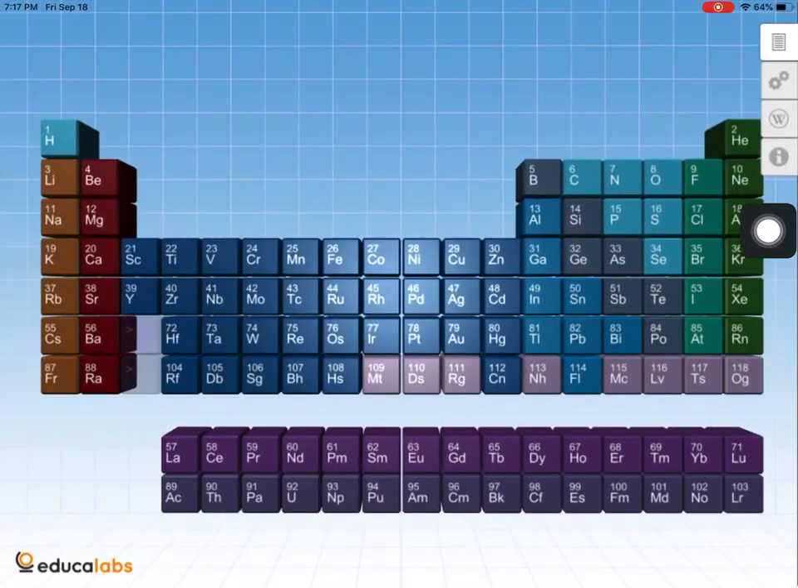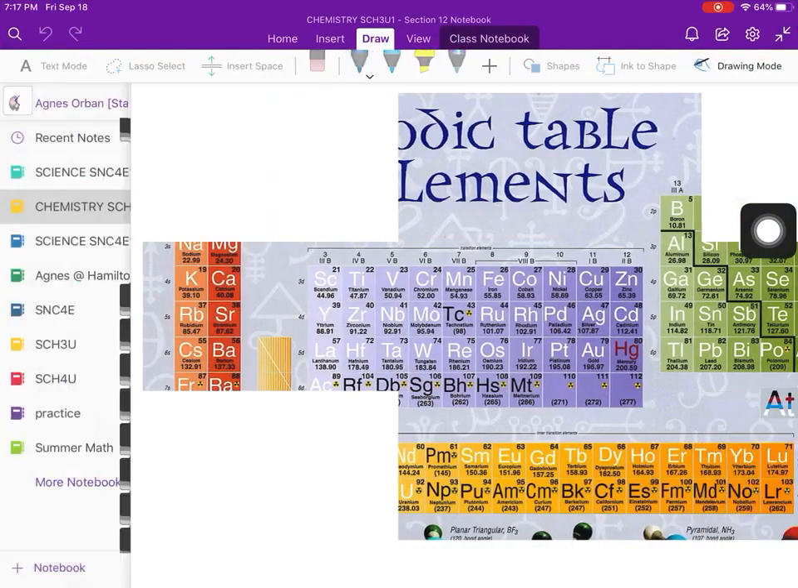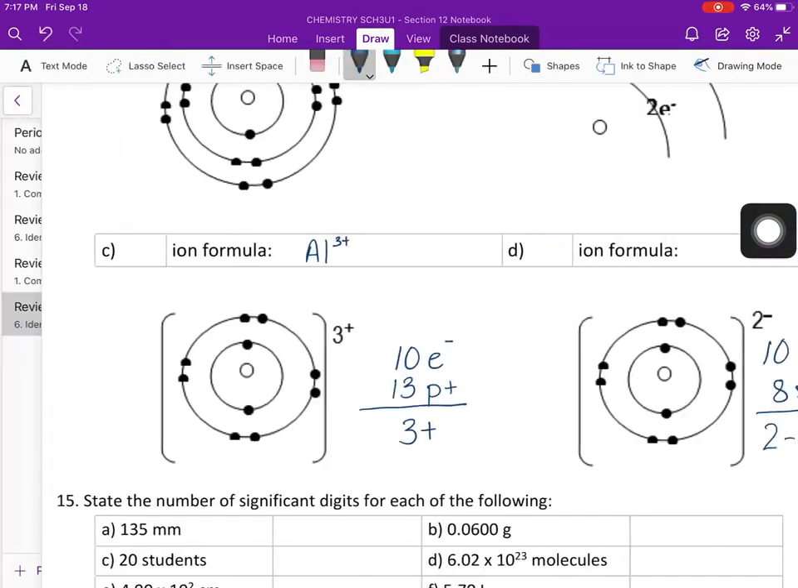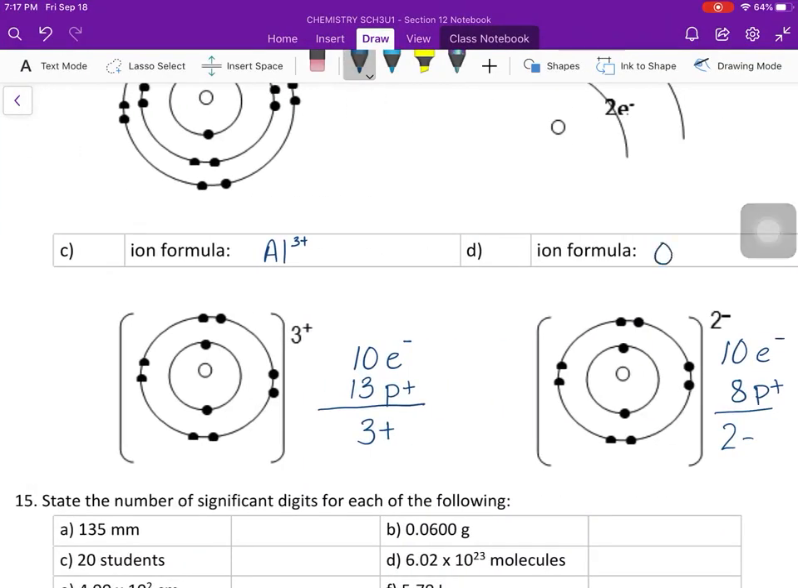Whoops, did it again. Okay, there we go. So this is oxygen, and it's an oxygen ion, so we're going to put the charge in 2-.